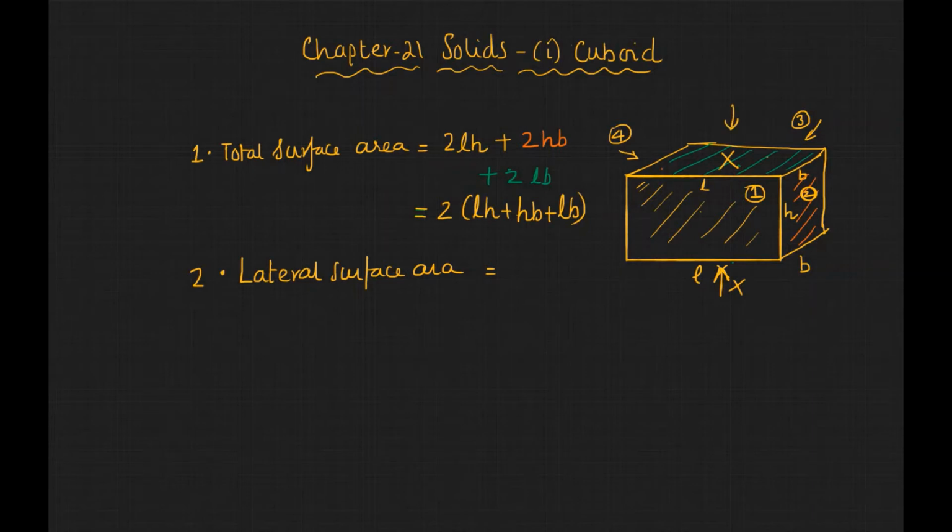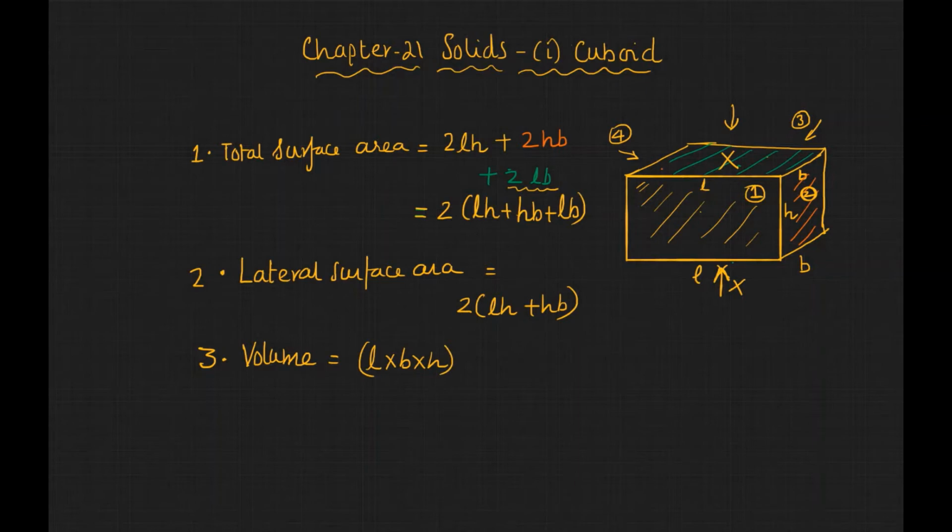That means that we are just eliminating this quantity, 2LB. The other things remain. So that is 2 into LH plus HB, and that is the lateral surface area. And the third one is the volume. The volume of this cuboid is given by the length into breadth into the height, L into B into H.